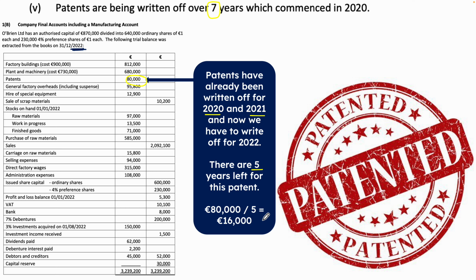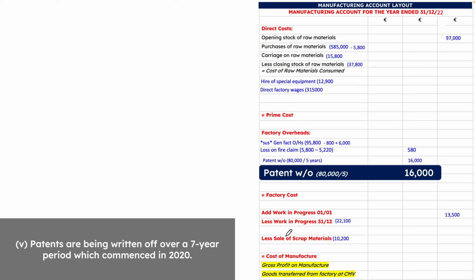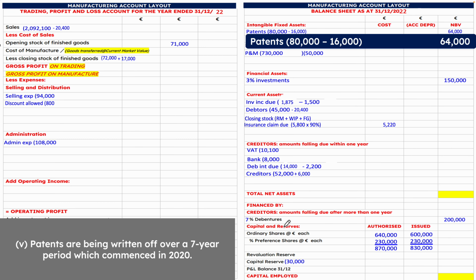So 80,000 divided by 5, 16,000 euro there. So you're going to have in the manufacturing account, patent written off, 80,000 divided by 5, 16,000 euro in the factory overheads. Up in the balance sheet, in intangible fixed assets, 80,000 minus 16, 64,000 euro. So that is the patents there. And that is the patent adjustment completely done.